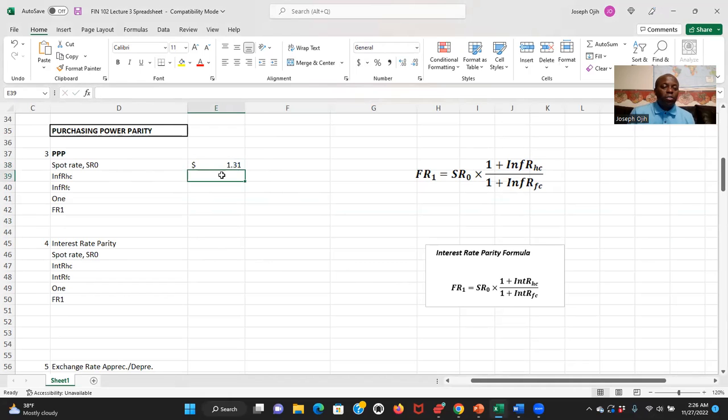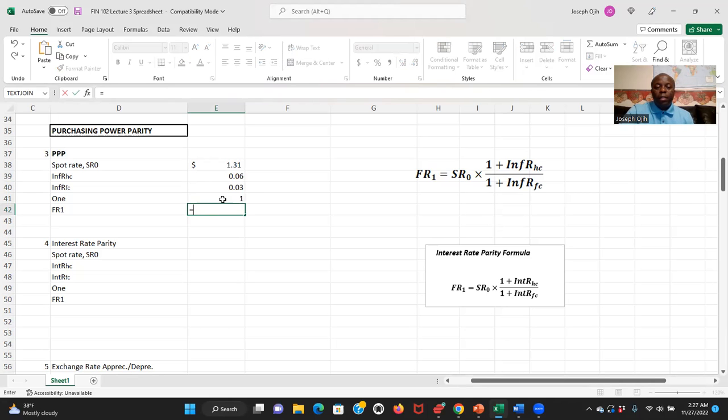Then the inflation rate in the home country is 6%, which is 0.06. Our inflation rate in the foreign country is 3%, which is 0.03. And 1 is part of the formula, so I'm going to put 1 here. Let us calculate the forward rates. Remember, you put an equal sign when you are using Excel to make the cell ready for a formula. You can see the formula here.